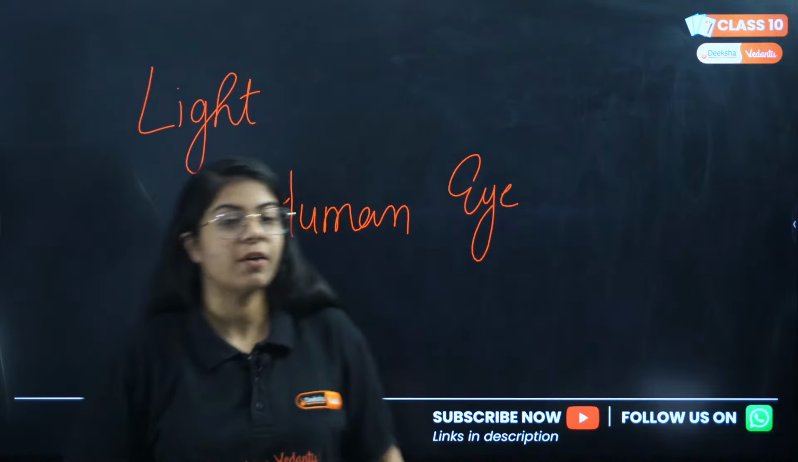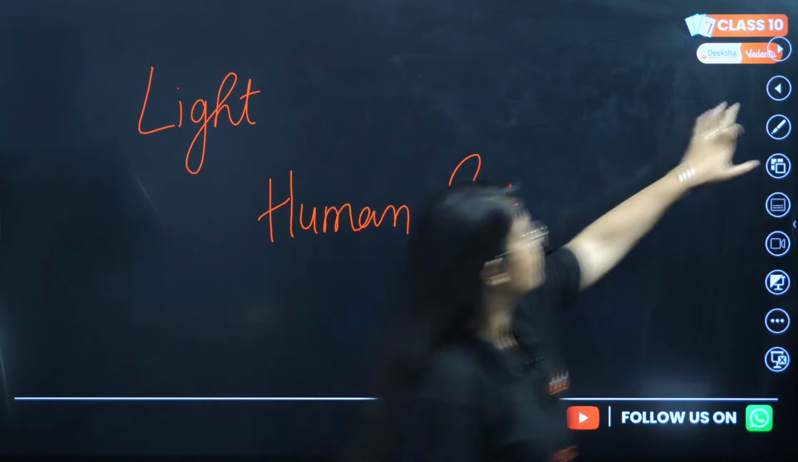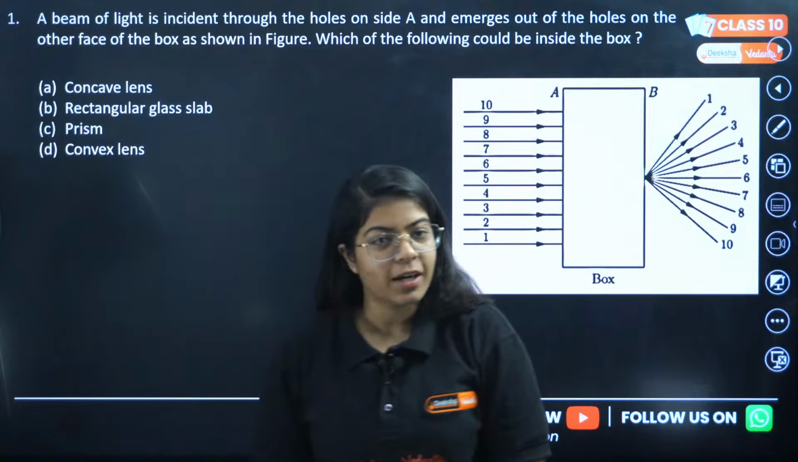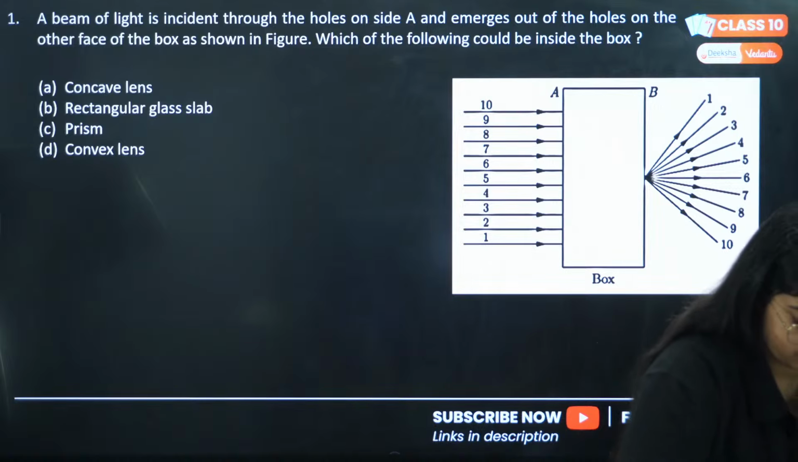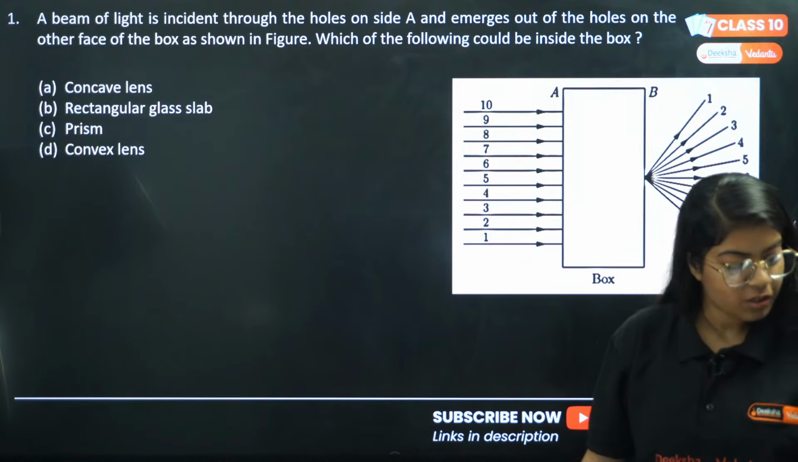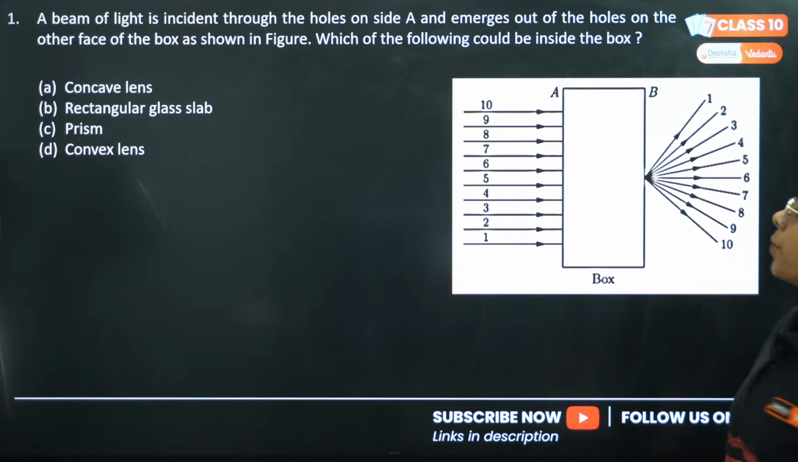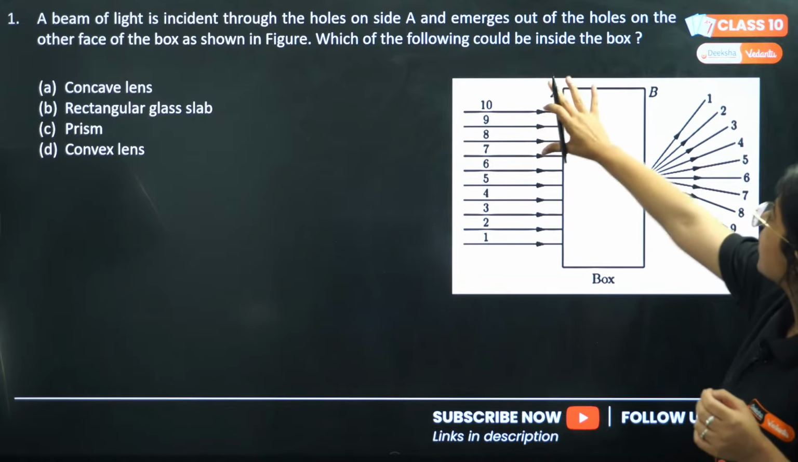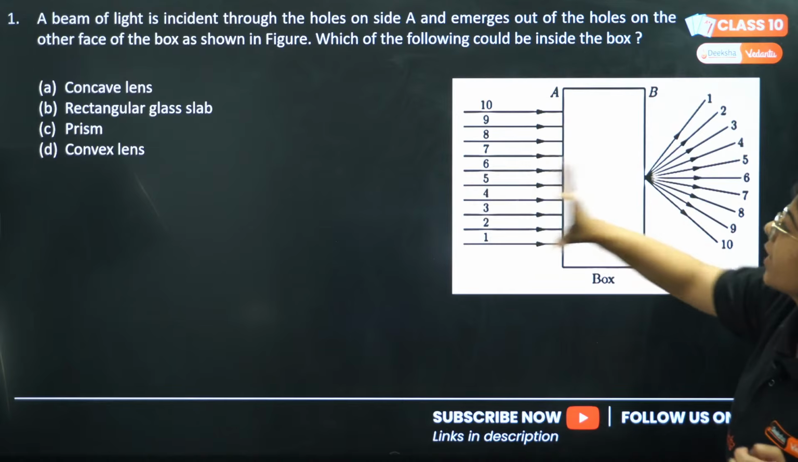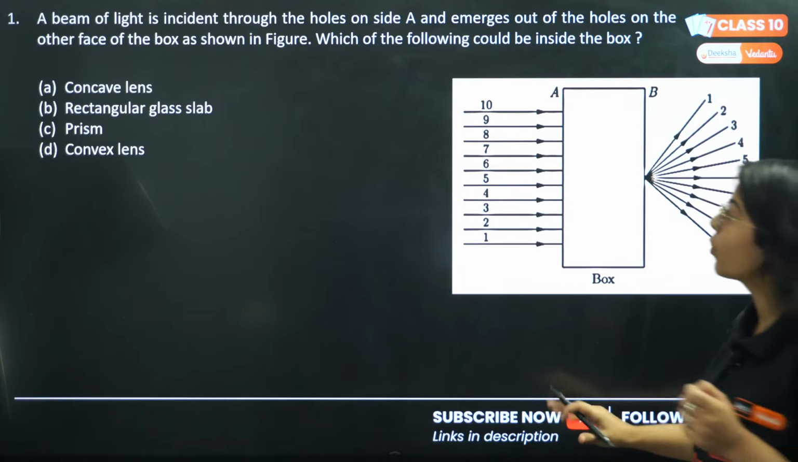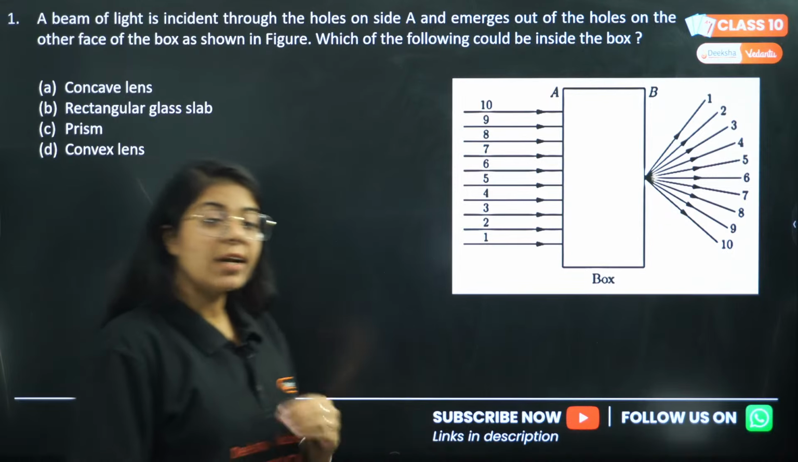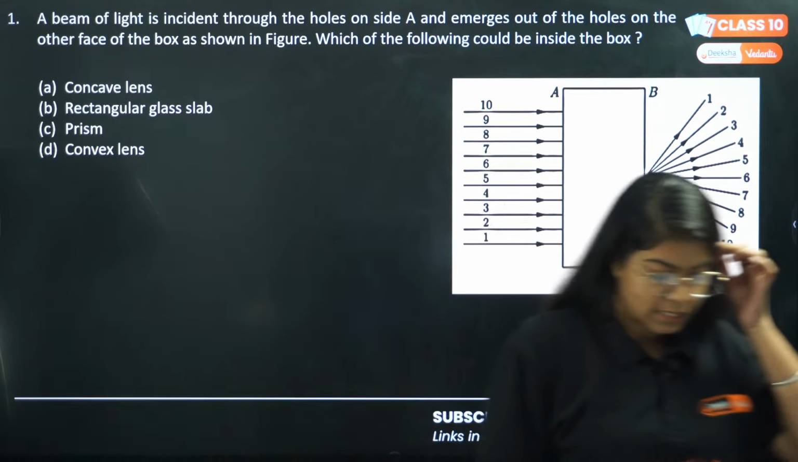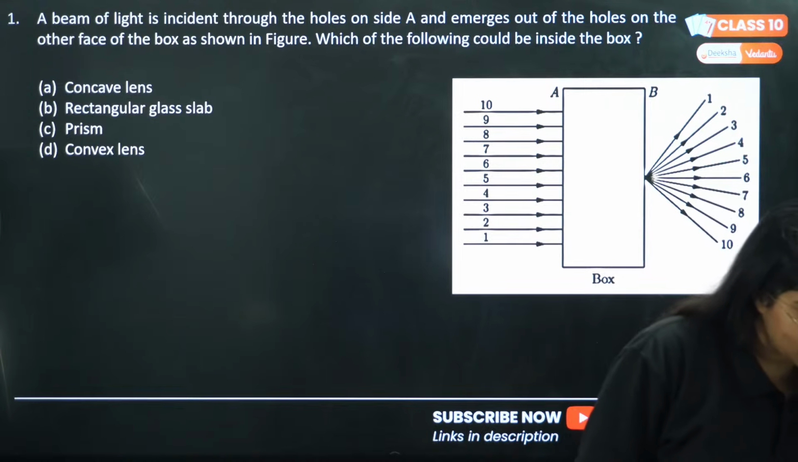Let's go to our first question. Read the first question carefully and let me know the answer. A beam of light is incident through the holes on side A and emerges out of the holes on the other side of the box as shown in the figure. Which of the following could be inside the box? Concave lens, rectangular glass slab, prism or convex lens? Let me know the answer in the live chat.